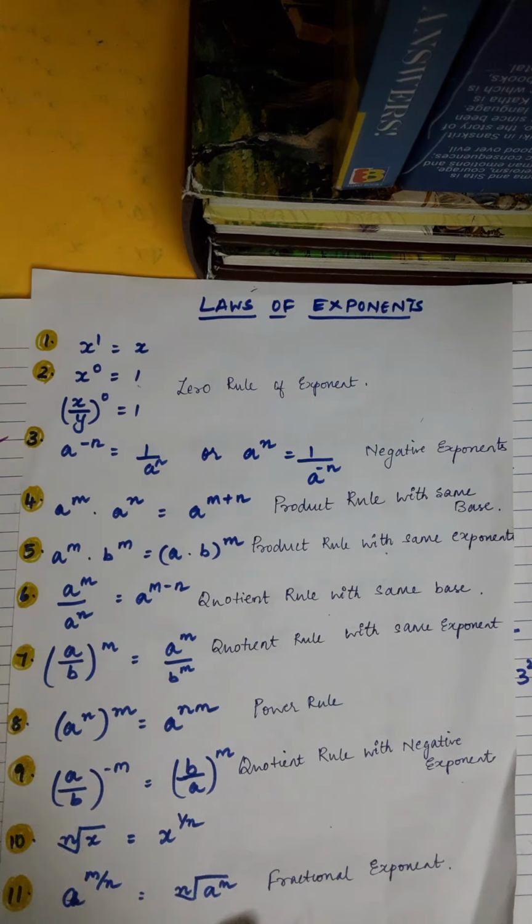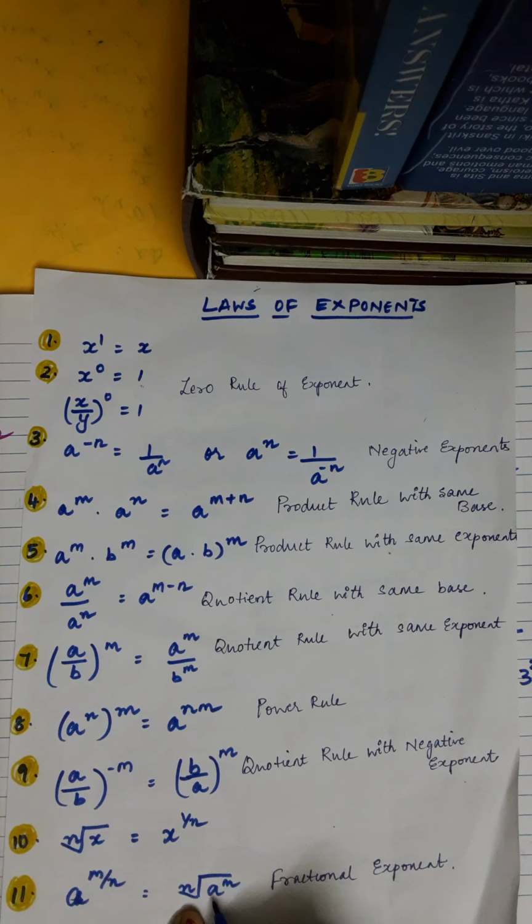You can actually relate to this one. It's very simple. It can be written as a to the power 1 by n multiplied by m. So it will become a to the power m by n.